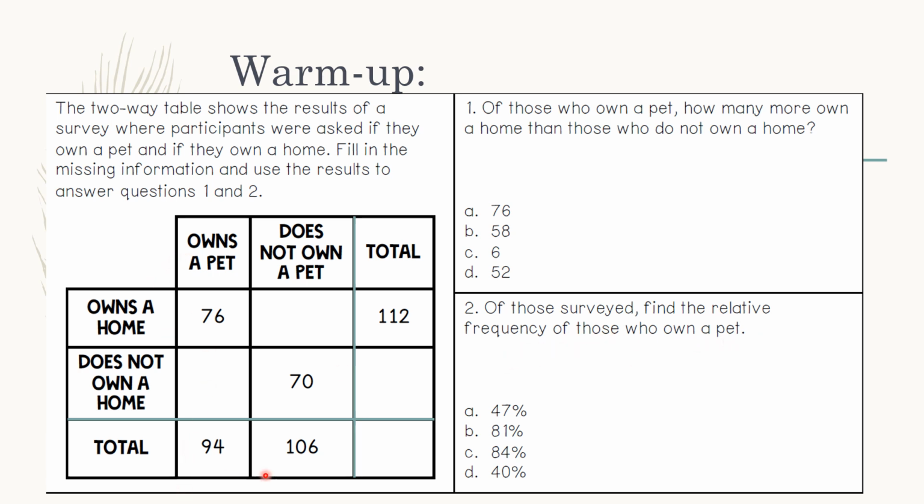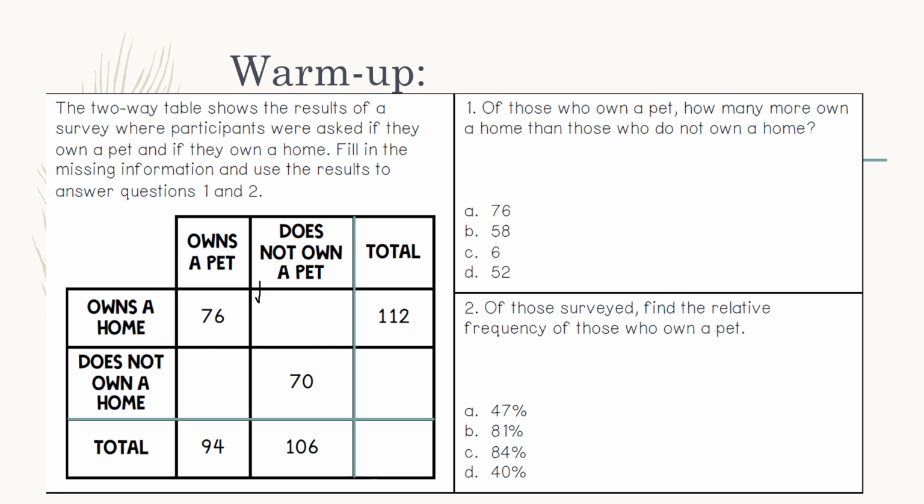All right, let's start off with finishing out this chart. We have all the information we need here to do so. So let me go ahead and grab my pen. And first we need to calculate right here who does not own a pet. So out of homeowners, who does not own a pet?